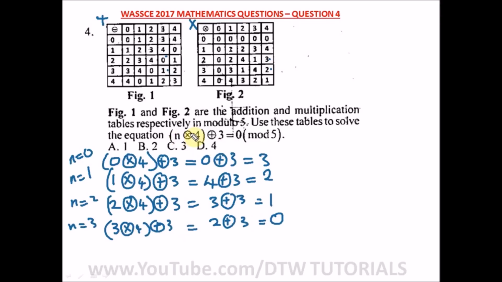Okay, because it gives us 0. It solves our equation, which is equal to 0. So our answer is n equal to 3. Okay, and our right option here is option C.